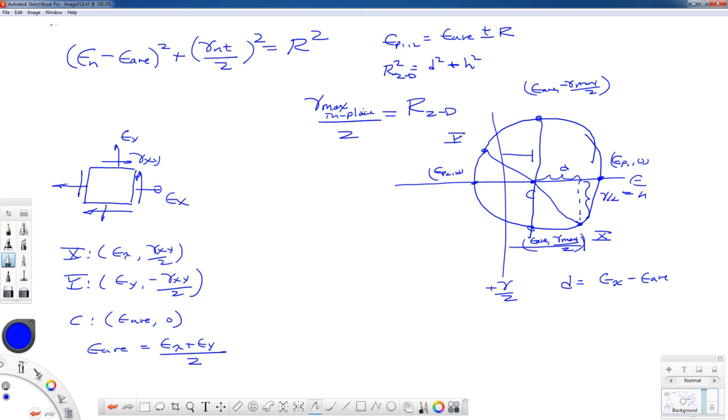If we want to account for generalized plane strain, in generalized plane strain we may have a non-zero epsilon z.